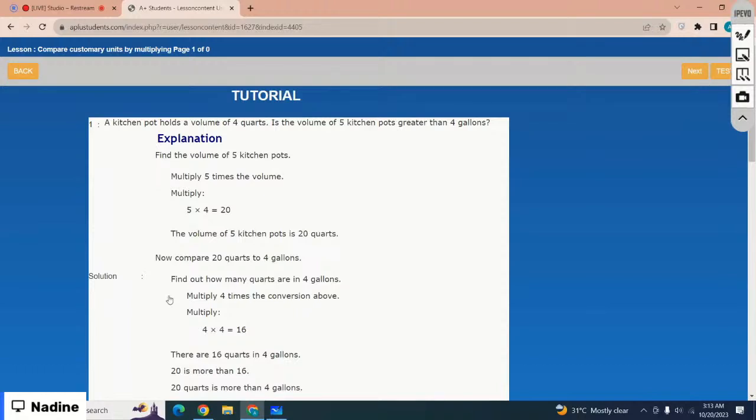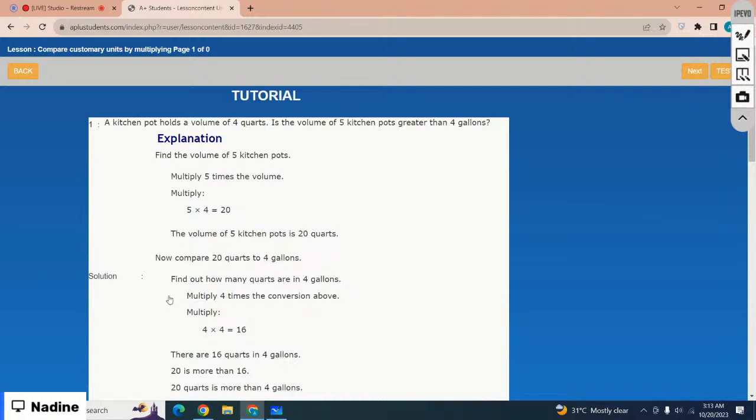You cannot compare them until they are in the same unit, right? Convert from gallons to quarts, right? 1 gallon equals 4 quarts. So you have to do 4 times 4, that would be now 16 quarts. So you can see 20 quarts is more than 16 quarts.